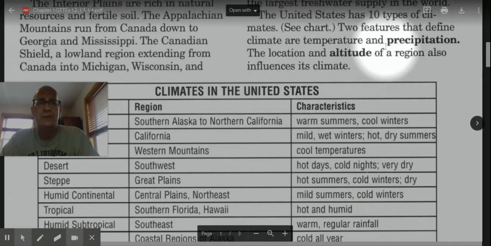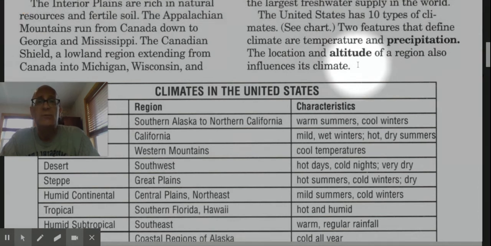Two features that define climate are temperature and precipitation. What is the temperature in a given place, and what is the precipitation like in that particular place? The location and altitude of a region also influence its climate.